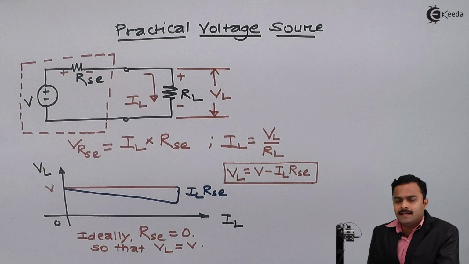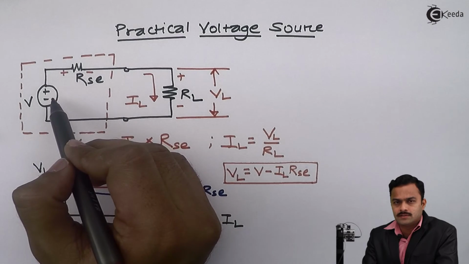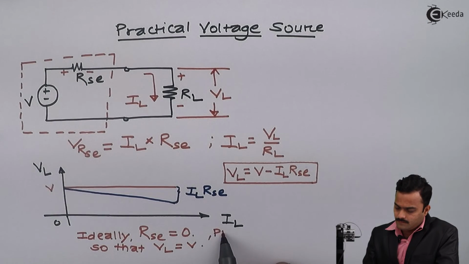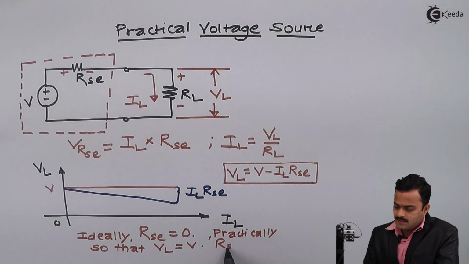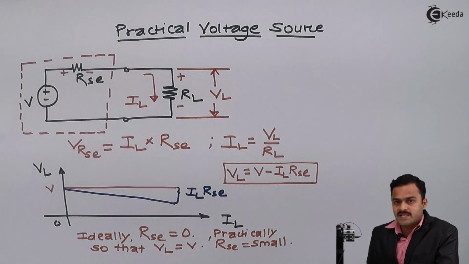But practically it is not possible, because every voltage source or every battery will have a small resistor connected in series with the voltage source. So it is very difficult to avoid this RSC. Practically this RSC is a small value, but it will always be there, but ideally it should be 0.